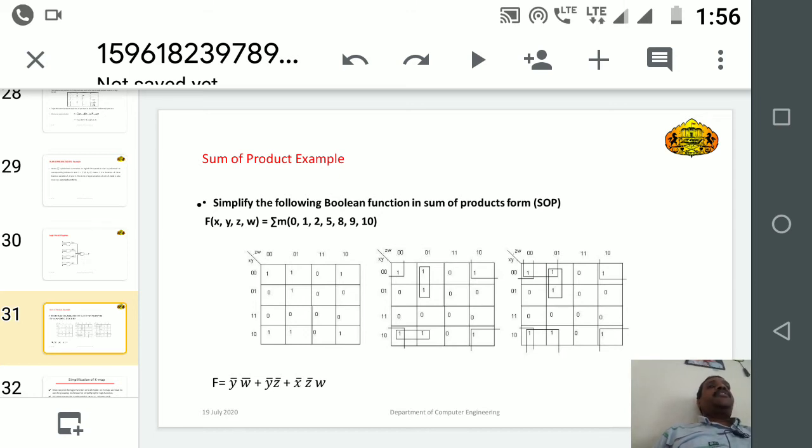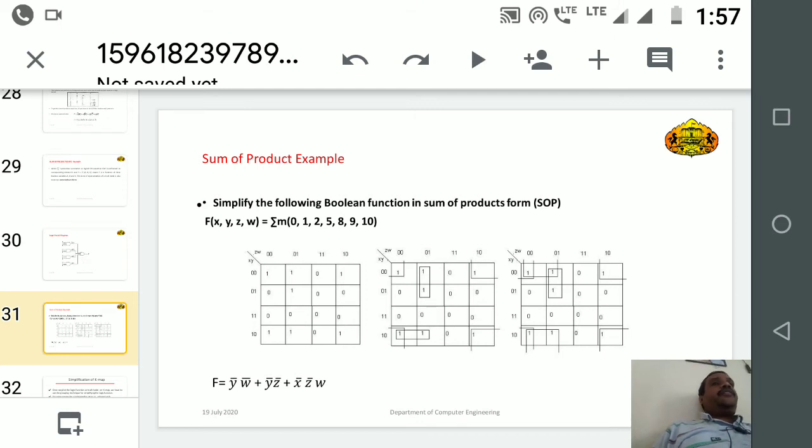Means the first term is 0, how to build the output? X is 0, means x bar, y bar, z bar, w bar, this is the first term, but here this term is missing. If you observe the second term 1, how to represent 1? x bar, y bar, z bar and w. In this way you can represent this, but here you just see that only y bar and z bar is present. So how does it come? It will be seen in the next slide.